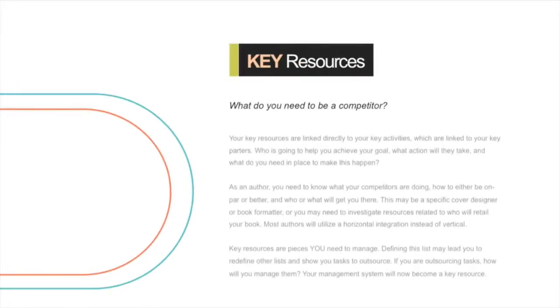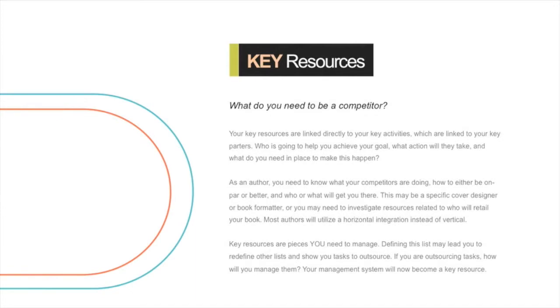After key activities comes key resources. Key resources are things that you need in order to be a competitor. Key resources are going to be linked directly to your key activities, and your key activities are linked directly to your key partners. You should be able to start seeing chains in between each of these items now.